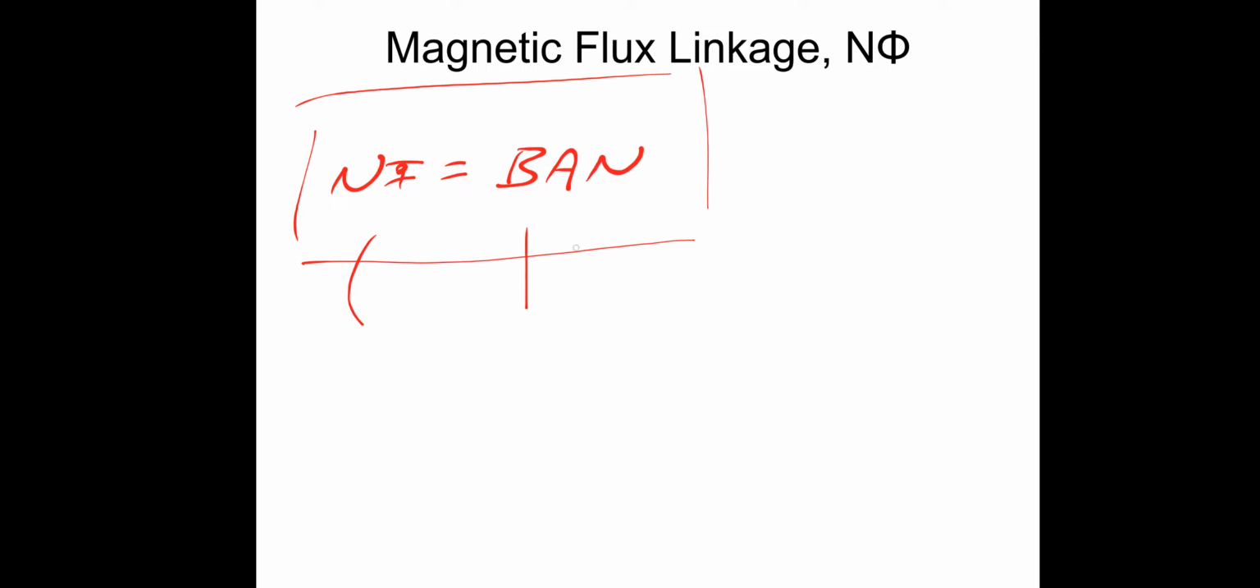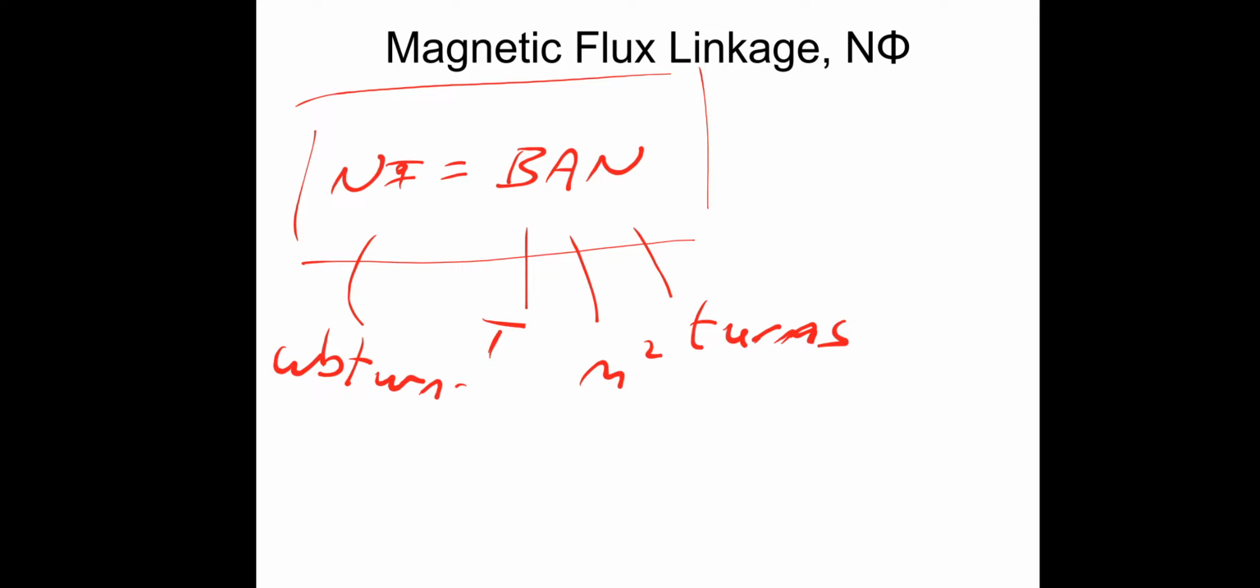So in this one, say what they're measuring. So N is just turns. A is obviously meters squared. B is Tesla or Weber per meter squared. And the flux linkage, N-phi, is Weber turns. That seems a strange unit, but that's definitely the unit. So be careful that if we calculate this, we write this correctly. So Weber turns. Let's move on.